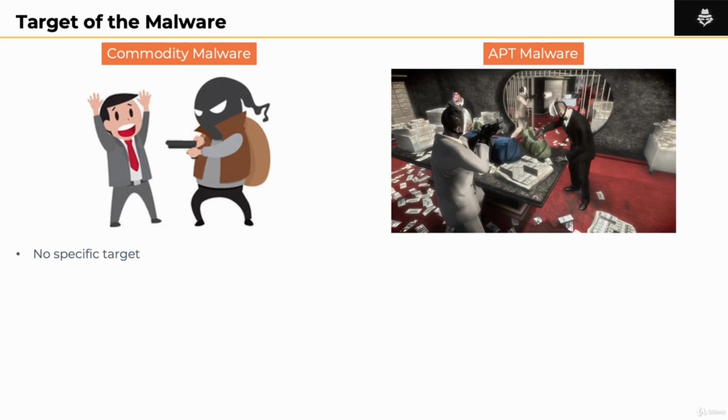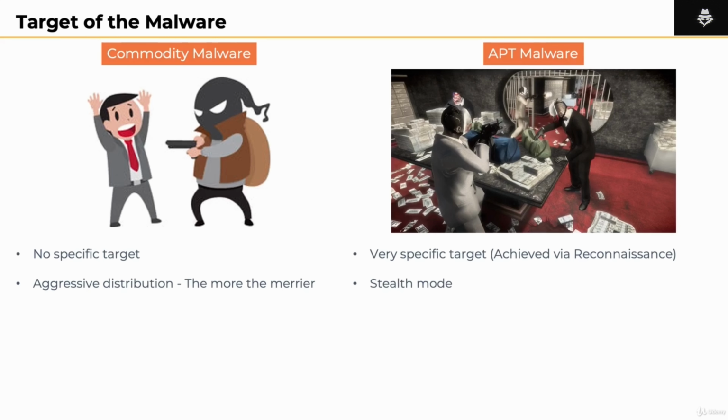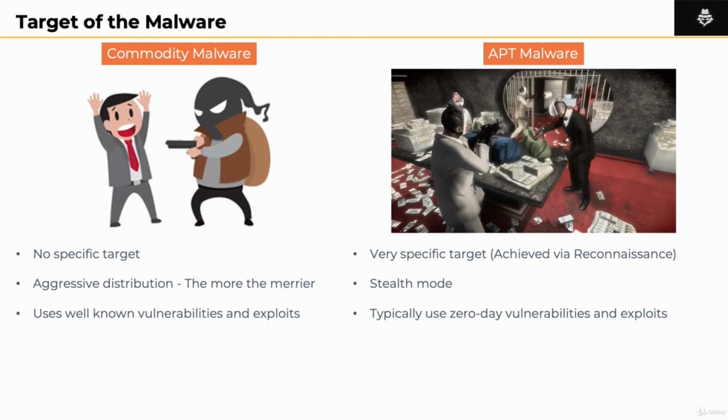Commodity malware authors are very aggressive in distributing their malware. For them, it is the more the merrier. But APT malware authors are very covert and stealthy in infecting their selected targets. Commodity malware is usually built with well-known vulnerabilities and exploits, like a mugger using simple tools like a knife or a gun. APT malware is typically built with zero-day vulnerabilities and exploits, just like a bank robbery needs advanced tools and weapons.